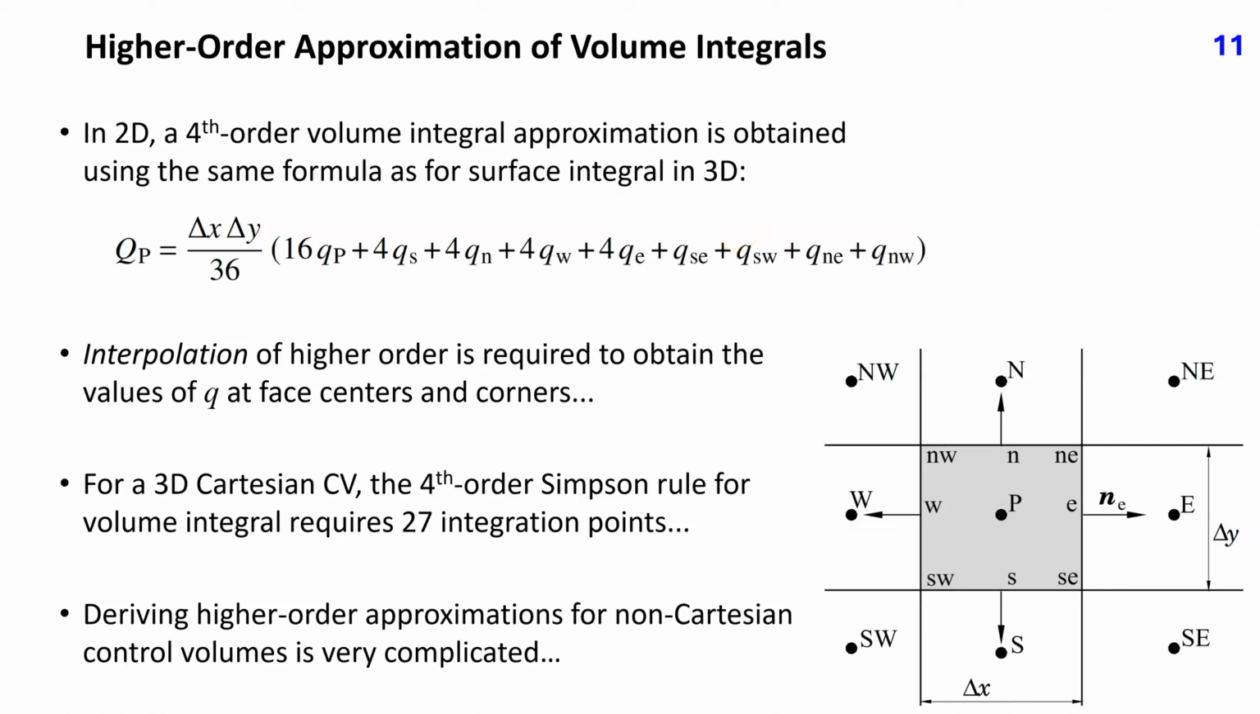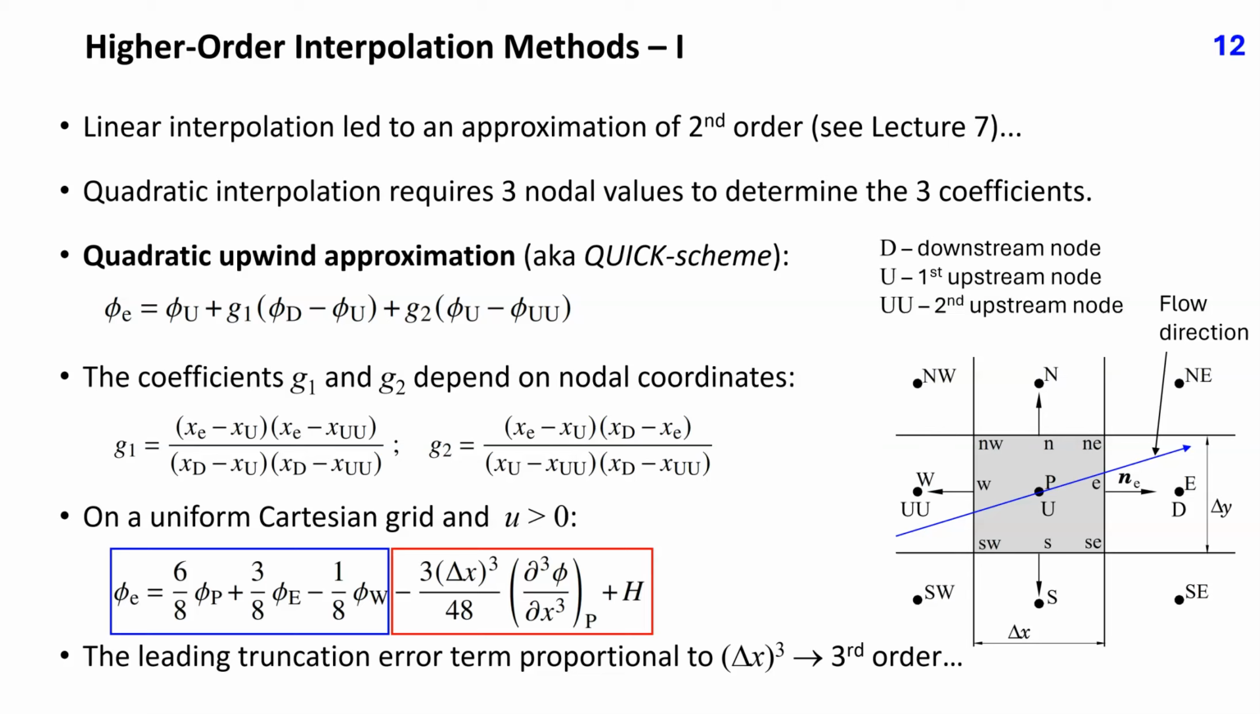Interpolation of at least fourth order is required to compute the variable values at face centers and cell corners to retain the fourth order of the volume integral approximation. For a 3-dimensional Cartesian control volume, the fourth order Simpson rule for volume integral approximation requires 27 integration points. Cell center, 6 face centers, 12 face edge centers, and 8 cell corners. Except for the cell center, all other variable values need to be obtained by interpolation. Deriving high-order approximations of volume integrals for non-Cartesian control volumes is therefore very complicated. Let us now see how high-order interpolation methods can be derived.